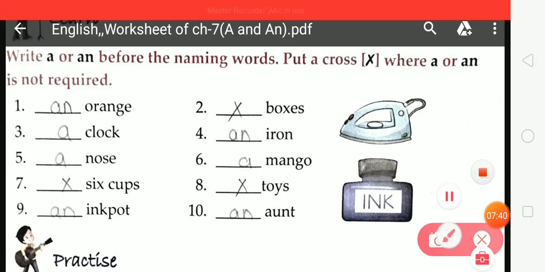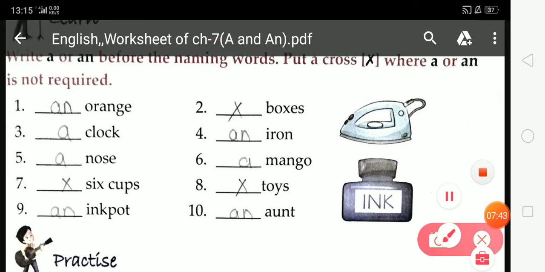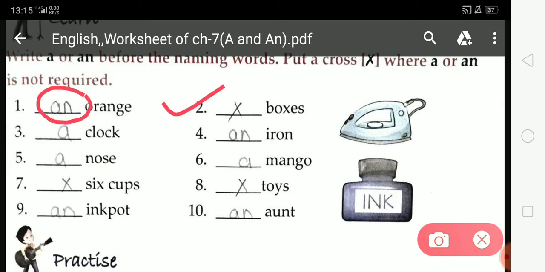Now come on first, orange. Here orange is one orange. In orange, O is a vowel, so you have to use AN before orange. And here AN is already filled. Second, boxes. It means there is more than one box, so here we cannot use A or AN. So students, you have to put a cross. And here the cross is already filled.